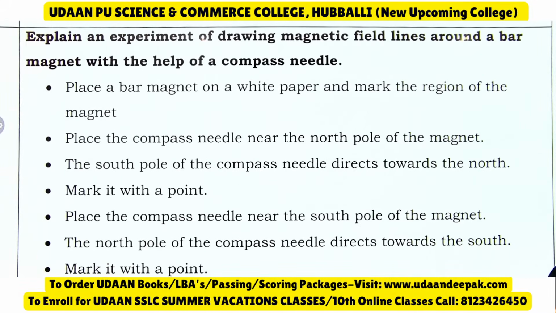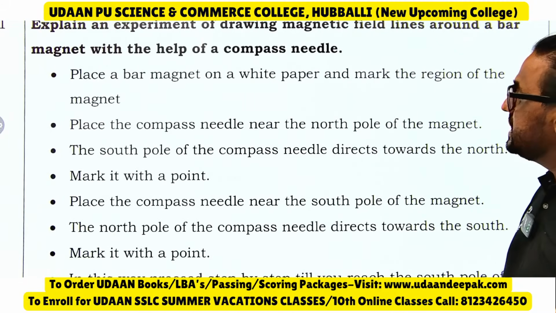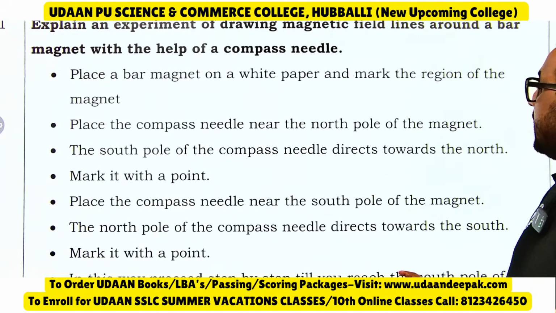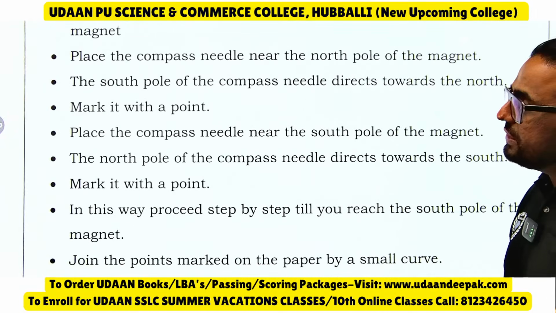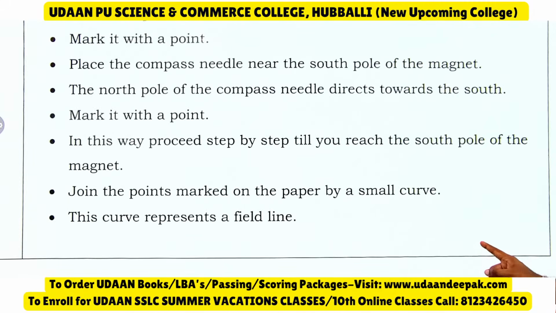Place a bar magnet on a white paper and mark the regions of the magnet. Place the compass needle near the north pole of the magnet. The south pole of the needle directs towards the north. Mark it with the pin. Place the compass needle near the south pole of the magnet.